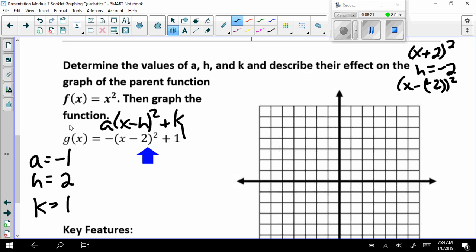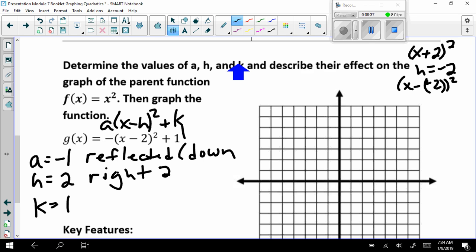All right, so our transformations. The a equals -1 means you're reflected or flipped, which means that it's going to open down. The h equals 2 means that you went to the right 2. And the k equals 1 means that you moved up 1.